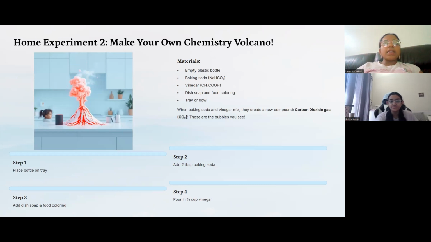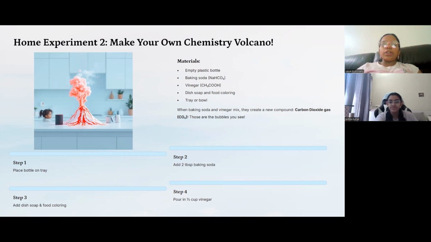Now, let's look at another home example. It's making your own chemistry volcano. Isn't that exciting? So the materials you would need are empty plastic bottle, baking soda, also known as NaHCO3, sorry. And then we have vinegar, which is CH3COOH. You also need the soap and food coloring.